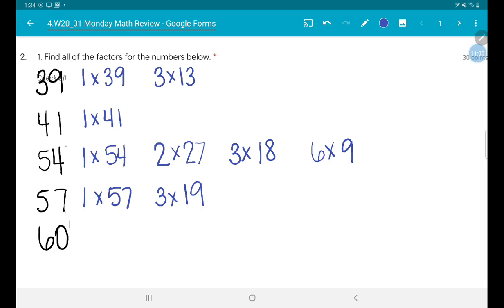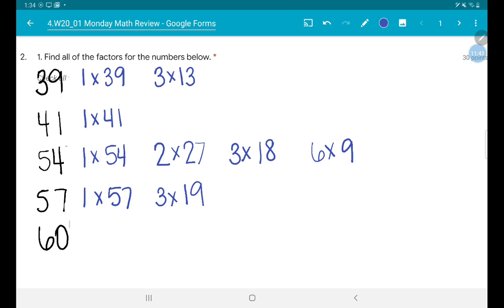9. No. 10. No. Doesn't end in a 0. 11. No. 55 would be as close as you could get. 12. No. So we can pretty safely say that that's going to be it. It's going to be 1 times 57 and 3 times 19. Those are your only factors. See? All right, 60. 60 has a pretty big list.